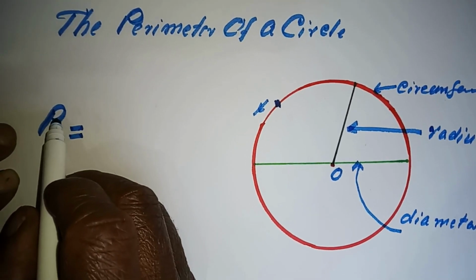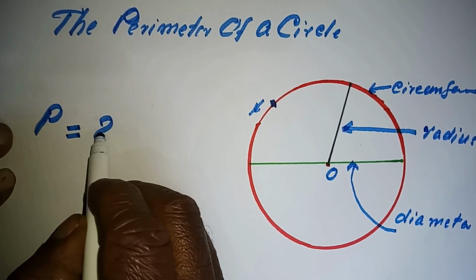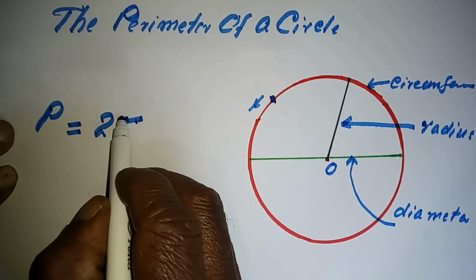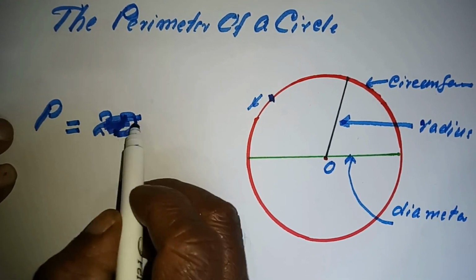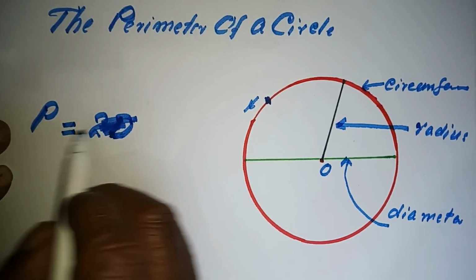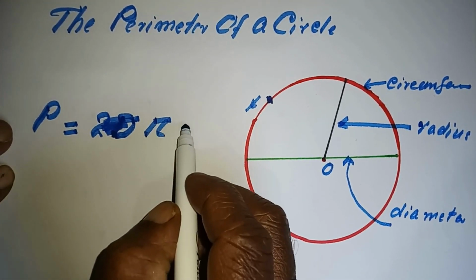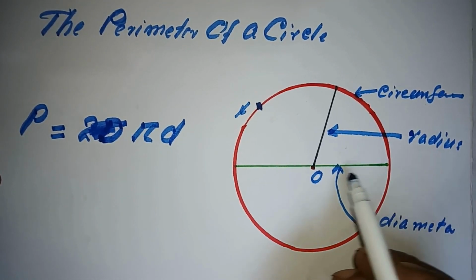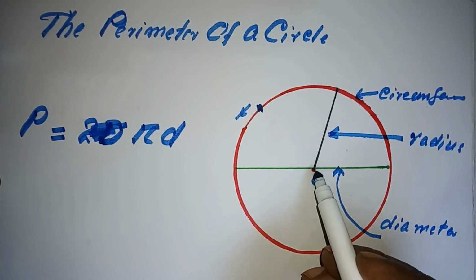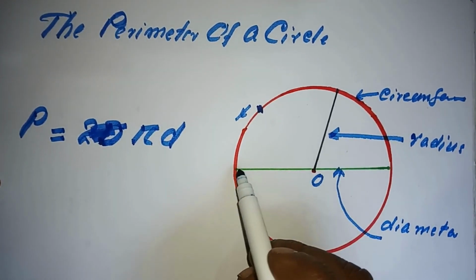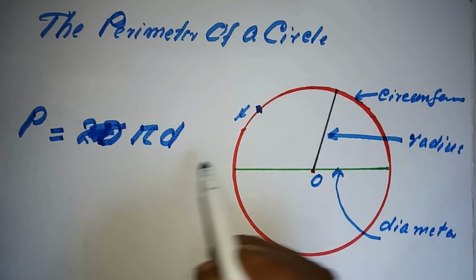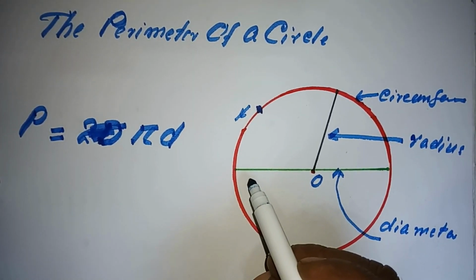The perimeter of the circle is given by pi d, where d is the diameter of the circle. The diameter means a straight line passing through the center of the circle to meet the circumference of the circle. Here to here is the diameter.